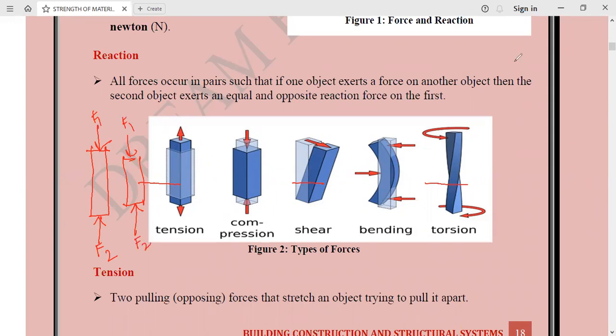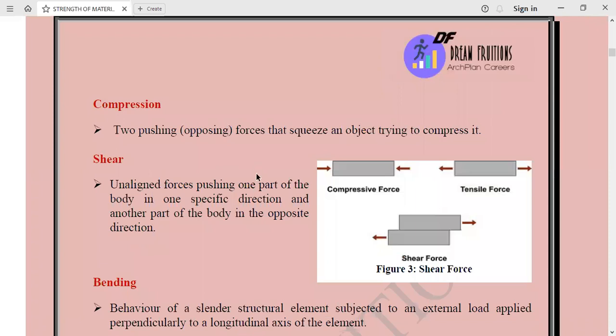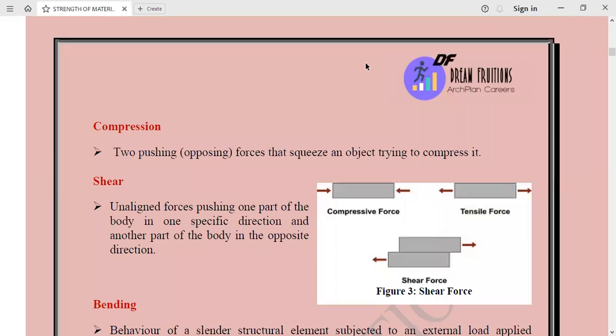So in compressive force, you have to remember three things. First of all, it is a pushing force. You have to apply a pushing force for compression. Another thing is that if you apply a pushing force, it will try to squeeze the body. It will try to reduce the size of the body. And third, it will try to compress it.